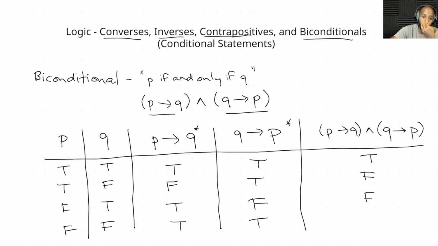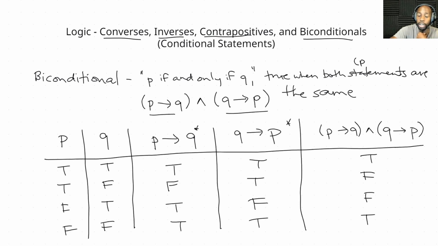So what we see here is that biconditionals are true when both statements are the same. When I say both statements, I mean P and Q have to be the same. So when P and Q are true, the biconditional is true. The other situation where the biconditional is true is when P and Q are false. Okay. All right. So that does it there.